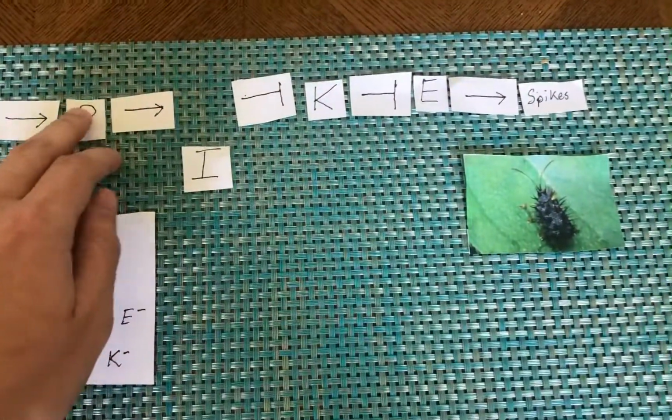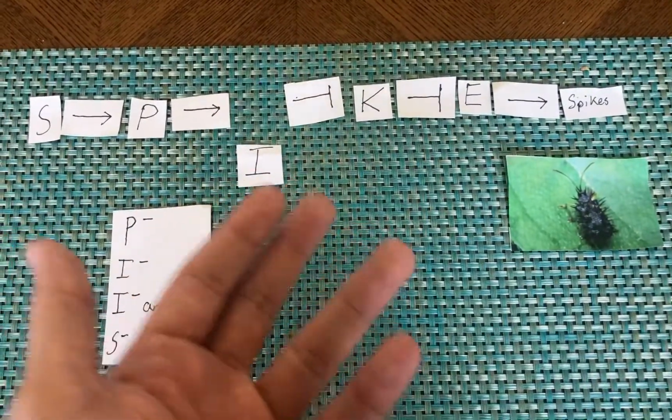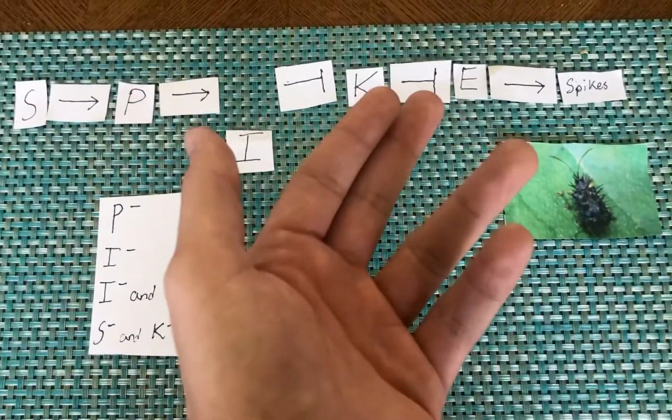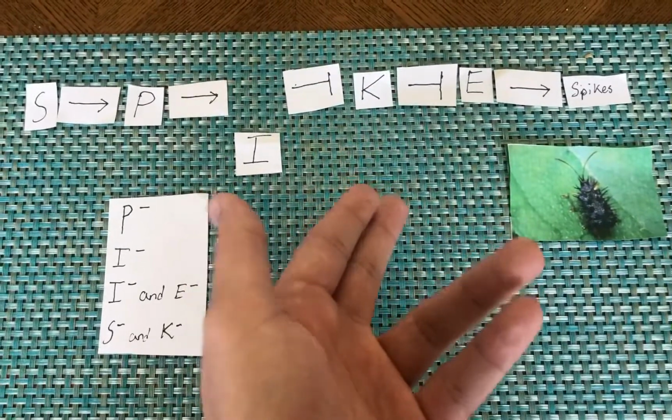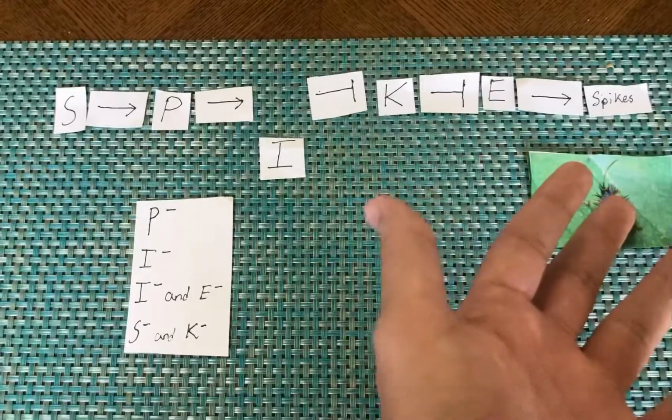So let's say it happens if just I is mutated. Well, if I is mutated, we get the same kind of deal. K is being made freely because it's no longer being inhibited, so it can inhibit E and lead to smooth cells, not those spiky cells once again.